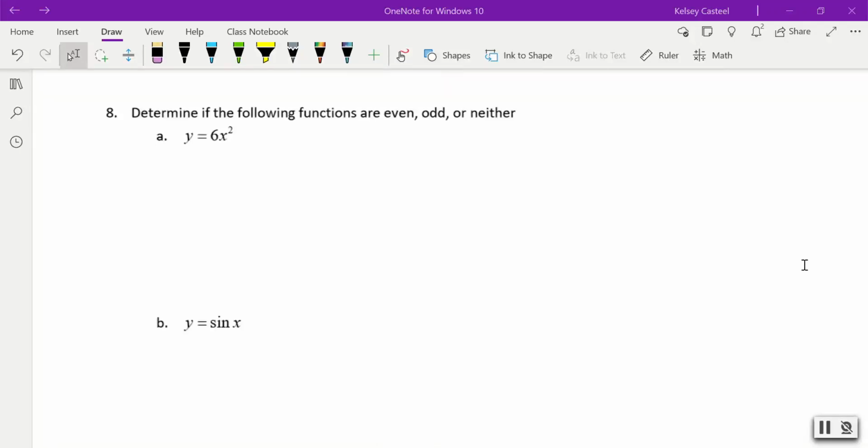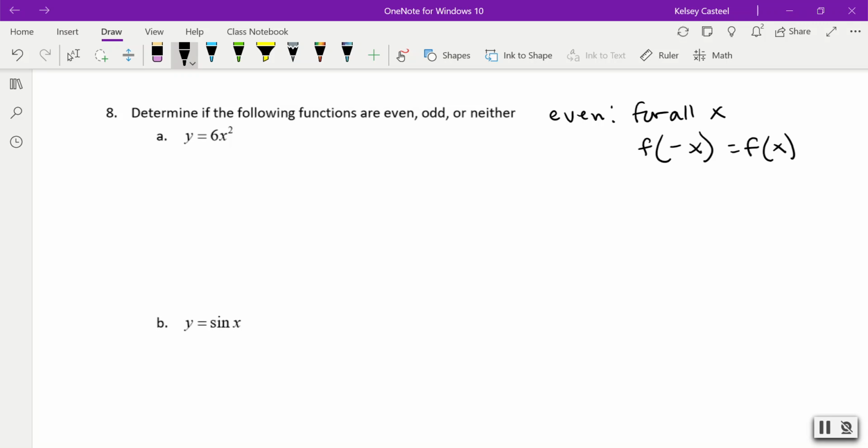In this example, we are going to take a look at several functions and determine if they are even, odd, or neither. Before we begin, let's review what it means for a function to be even, odd, or neither. To be an even function, that means for all x, so all of the inputs that you could use in the domain of the function, if we take a look at the negative values of those inputs, we end up with the same outputs that we did with the original function.